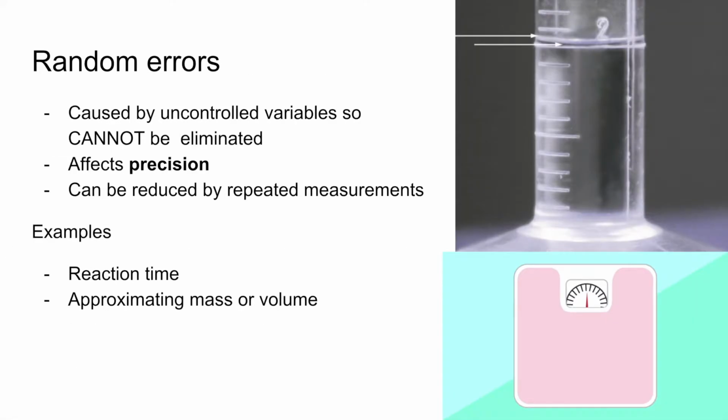Now, random errors, it just happens. You can't control it. It's caused by uncontrolled variables, cannot be eliminated, and therefore it affects your precision. But to make sure that you are precise, just repeat it, because this is something you cannot control. Example is reaction time.